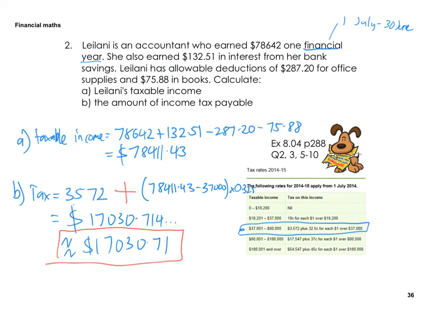So, backtrack. This figure, step 1, find out what bracket it's in, then maybe highlight or box that bracket. Once you know the bracket, our calculation is over here. So we start with 3572, then plus, take your taxable income, take away this bit over here, then multiply by this right here. And don't forget to make this into dollars. 32.5 cents is $0.325. Okay, question time. Exercise 804, there they are.